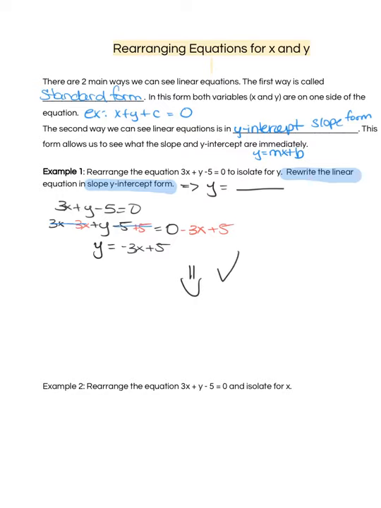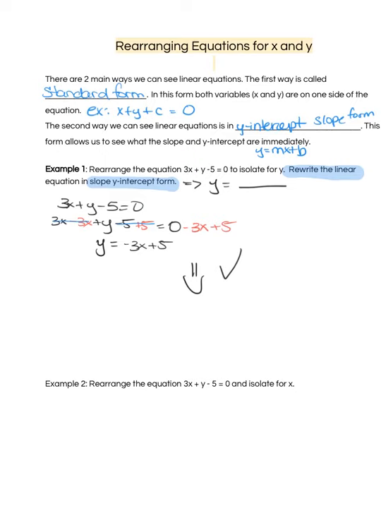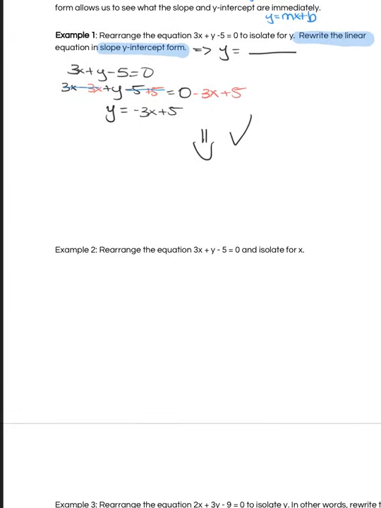Okay, so now let's go down to this same equation. I have 3x plus 5 minus 3x plus y minus 5 equals 0. But instead of getting y by itself, I want to isolate for x. And isolate just means get by itself. So I want x by itself, okay? To do this, I'm going to do exactly what I did in the first one, but I want an x equals equation now instead of a y equals equation.